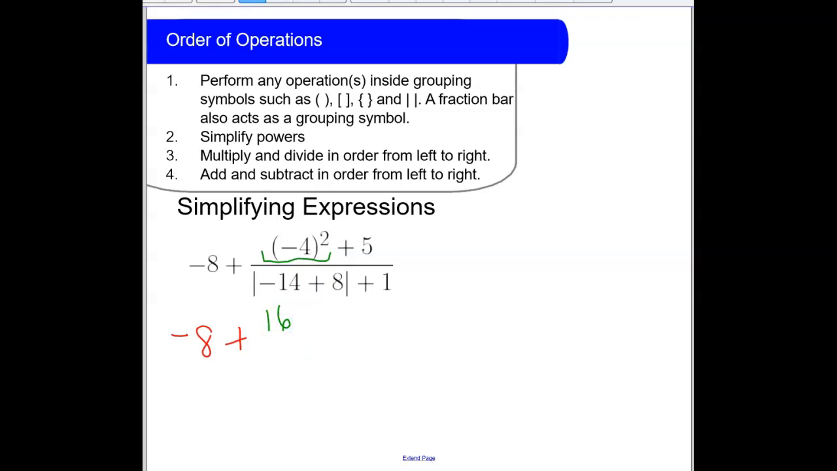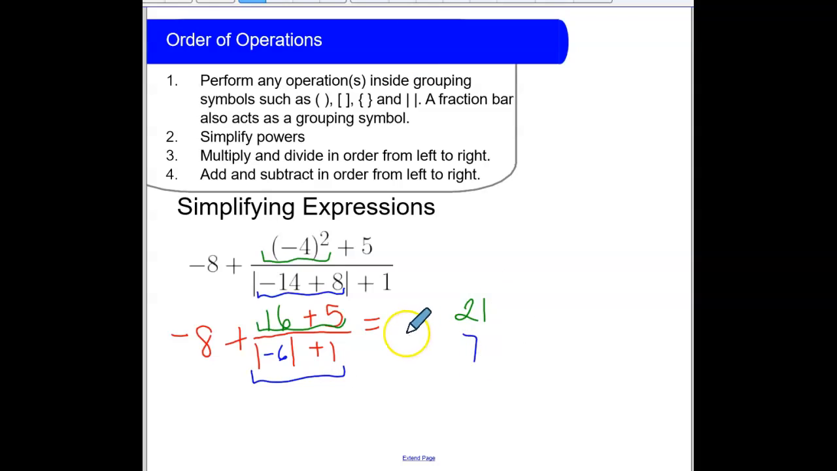And then I want to write whatever is left in that numerator. And now in the denominator, I'm going to take what's in my absolute value. Negative 14 plus 8, that's a negative 6. But I've got to remember those absolute value signs are there. So the absolute value of negative 6 plus 1. Well, here I can do 16 plus 5 because I want to simplify what is in my numerator. So 16 plus 5, that's 21. The absolute value of negative 6 is 6, plus 1, that's 7.